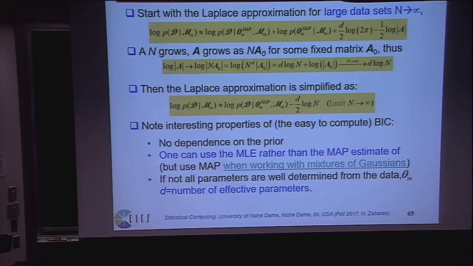Okay? If you don't like these approximations, this reasoning, there are better ways to avoid it, but then you have one page of calculations. So as n grows, A grows as n times some fixed matrix, say A0. So when you take the log of the precision matrix, it is the log of n times A0. You're going to get n to the power d here, outside the determinant. It's like having n in the diagonal, so you get n to the d. So you get d log of n plus log of A0. So as n goes to infinity, this term dominates. So you have d, the dimensionality of the problem, times log of n.